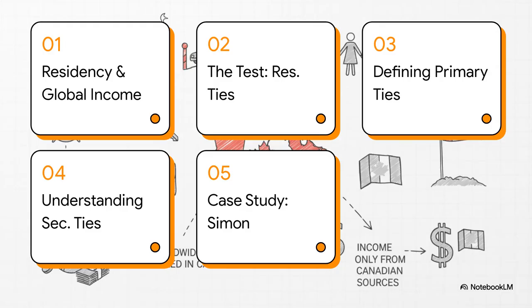All right, so here's our game plan. First, we're going to start with why this is so important: the whole global income rule. Then, we'll break down the official test the government uses, looking at what they call primary and secondary ties. And finally, we'll pull it all together and see it in action with a really practical case study.